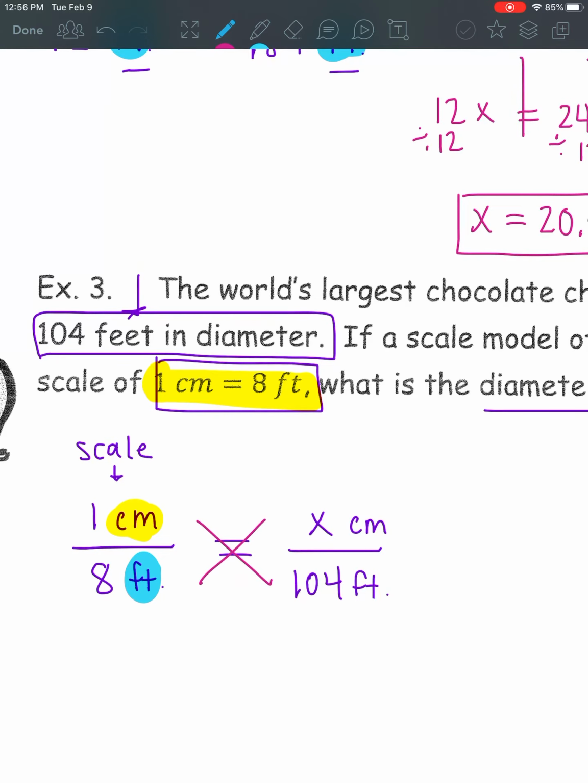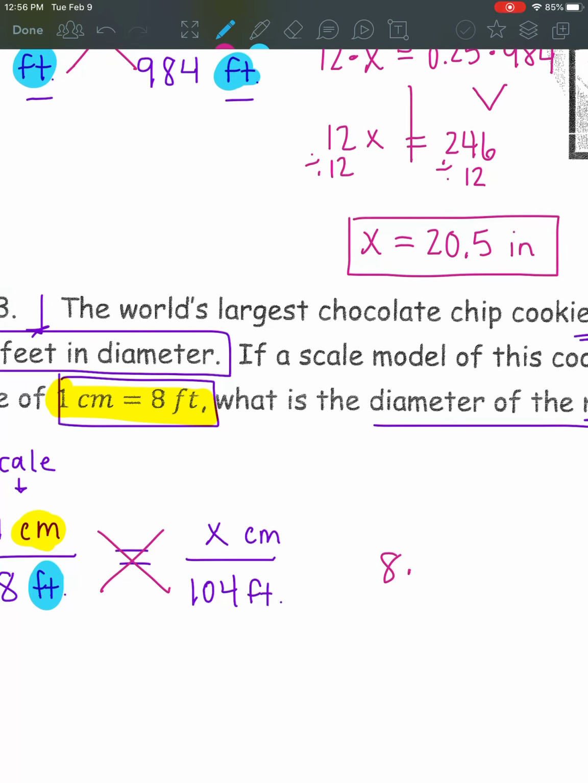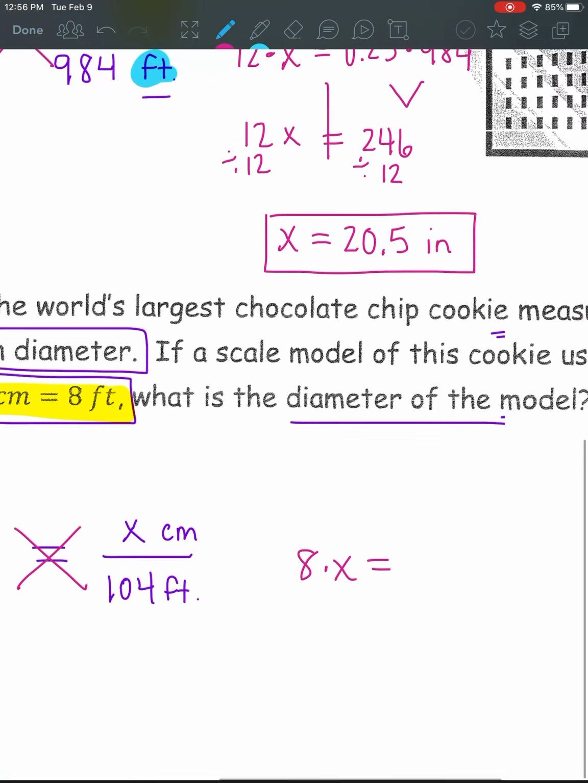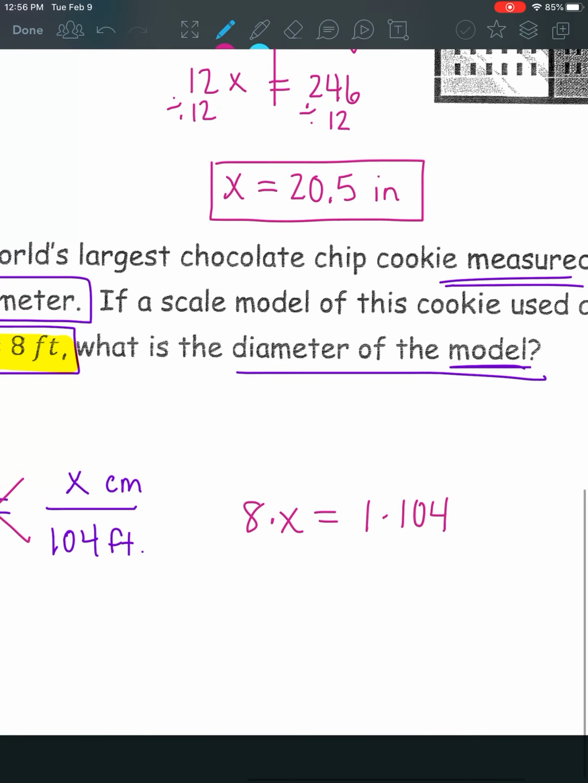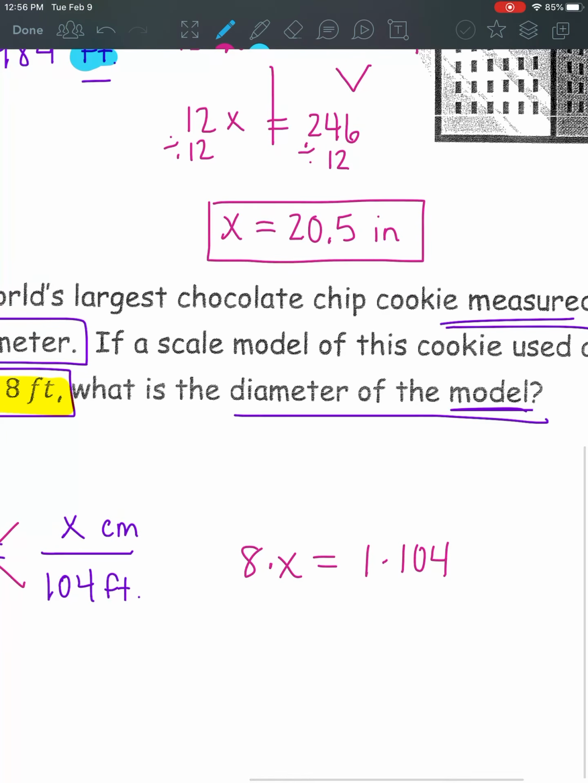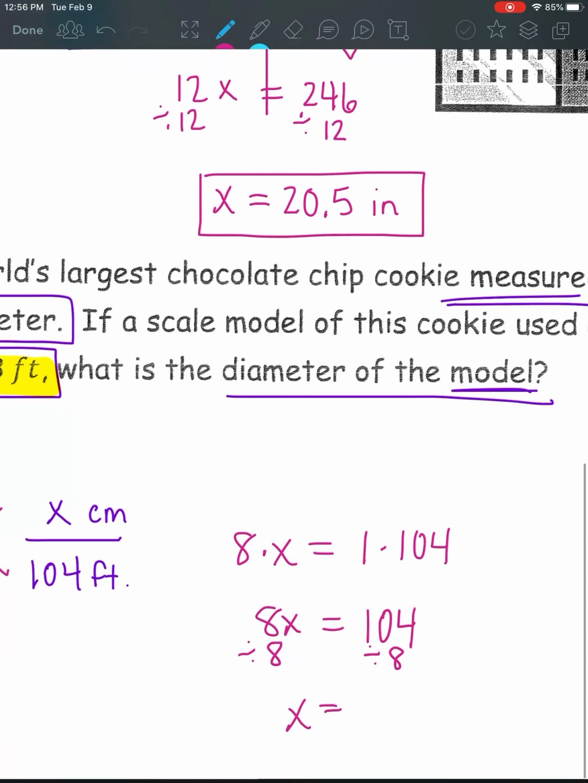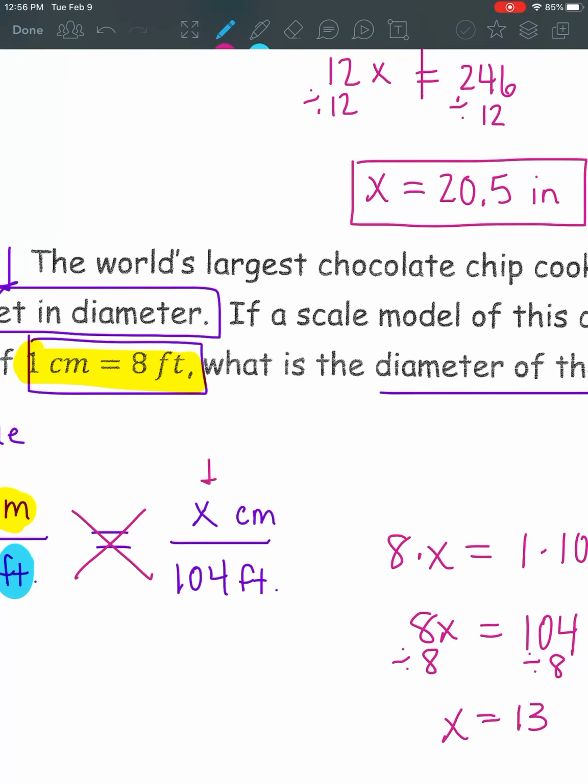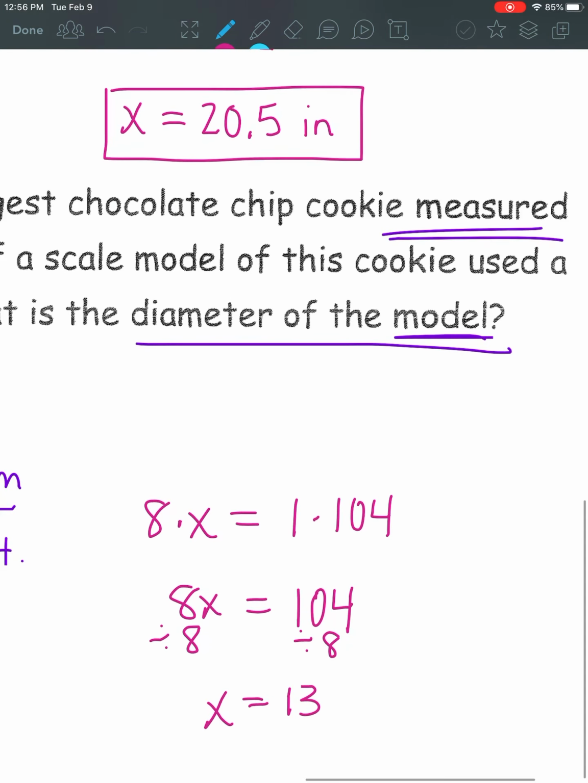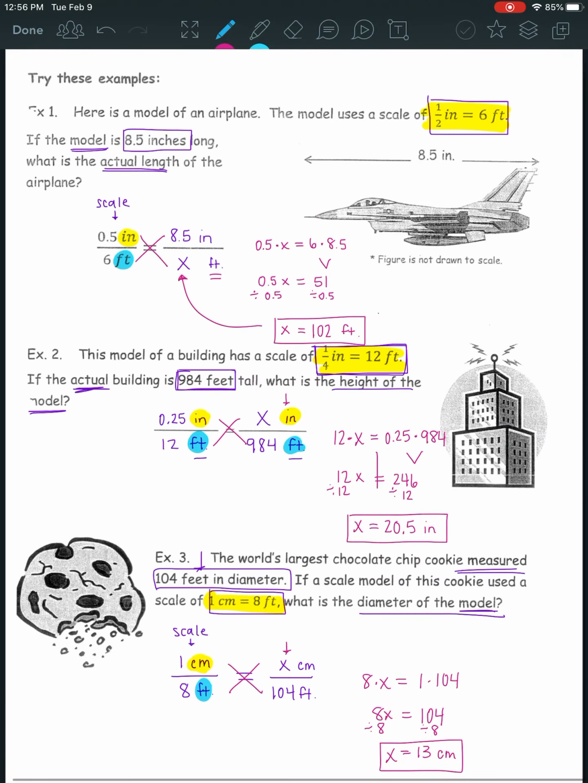Now we will use our cross products. Again, I'm going to keep it consistent with the 8 times x, the x first, and that equals 1 times 104. So 1 times anything is itself. And then to solve for x, we need to undo the 8 times and divide both sides by 8. So x is 13. And again, we need to label. This is the model of the cookie. So the diameter is 13 centimeters on the model.